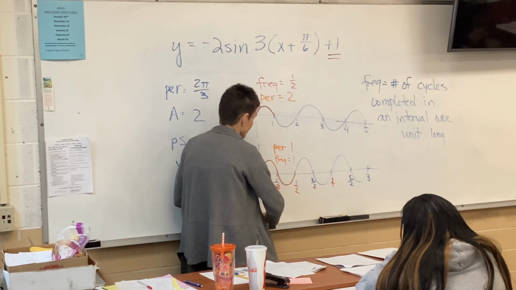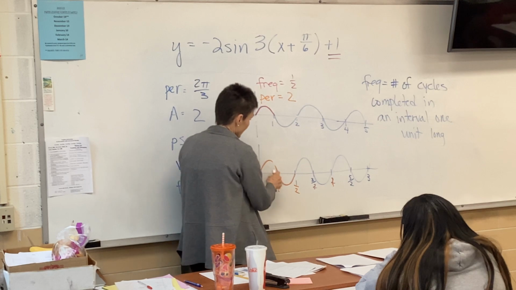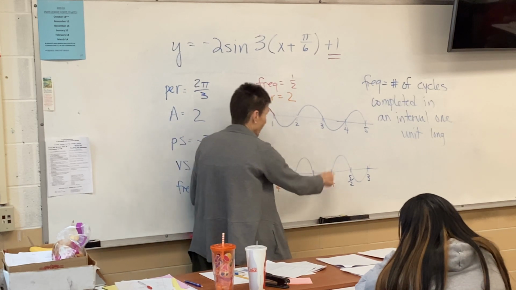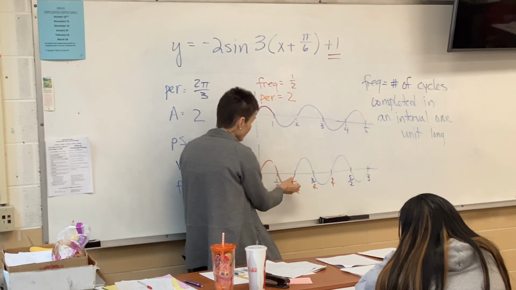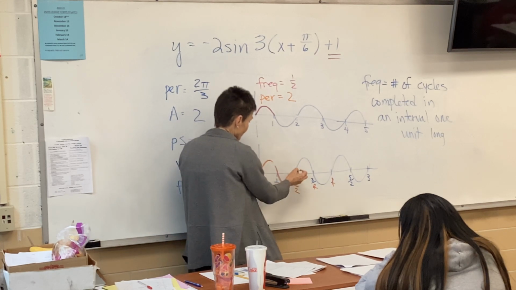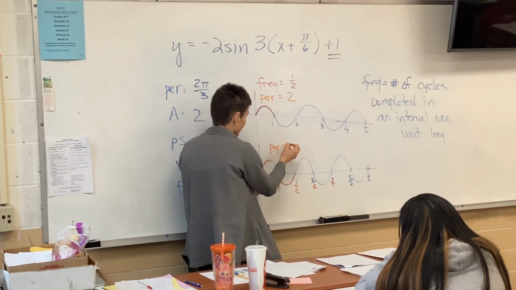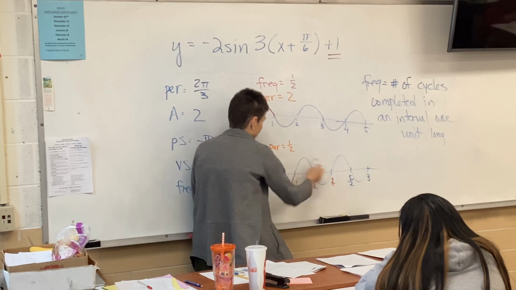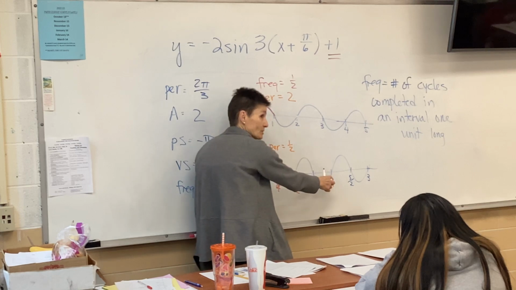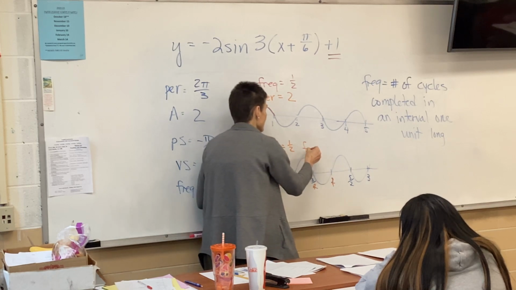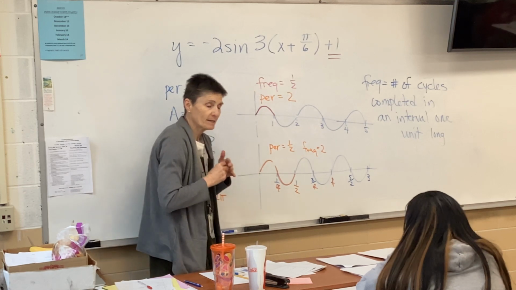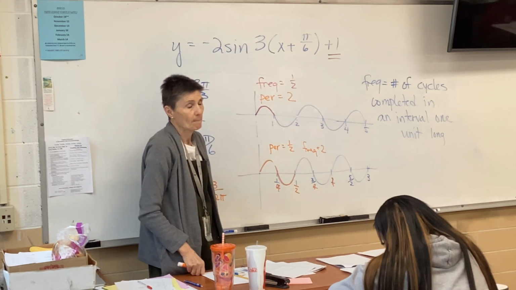Let me change these numbers here on this one for a second. I changed it. This is 1/4, 1/2, 3/4, 1, and so on. So the period of this is 1/2. But if I look at a whole unit, don't I get through 2 cycles? So the frequency is 2. They're reciprocals of each other. Period and frequency are reciprocals.